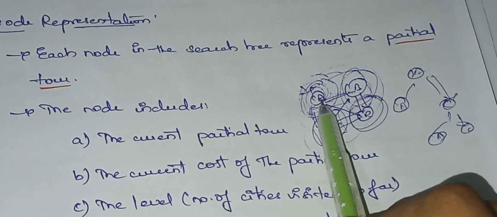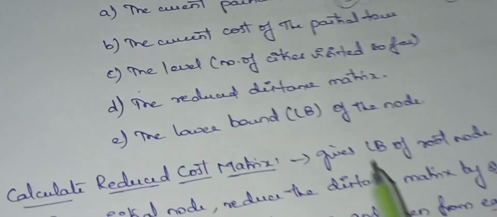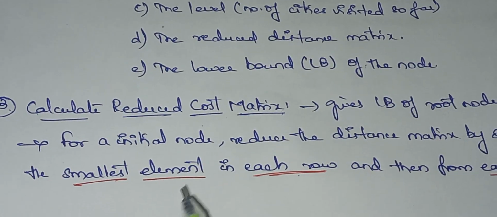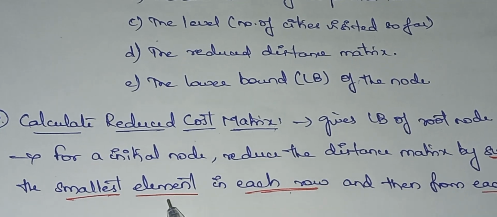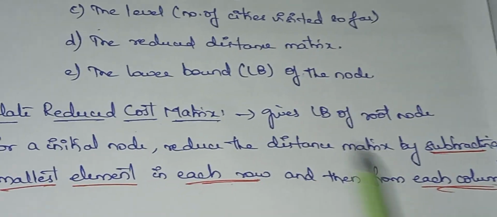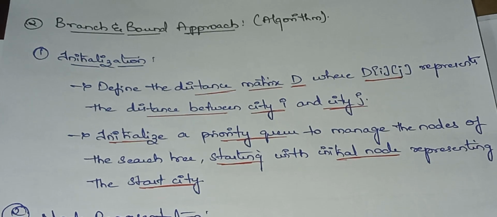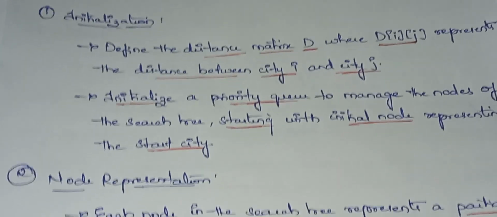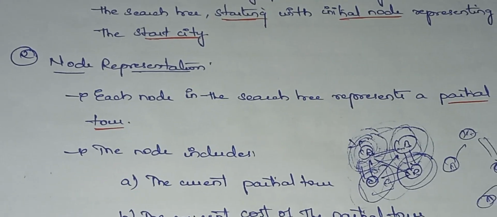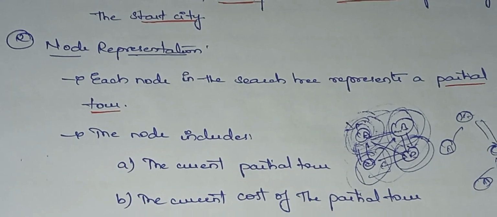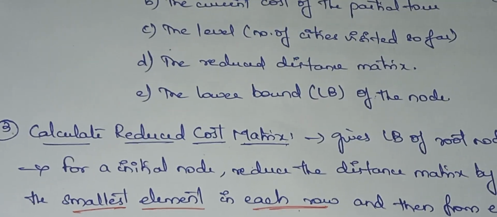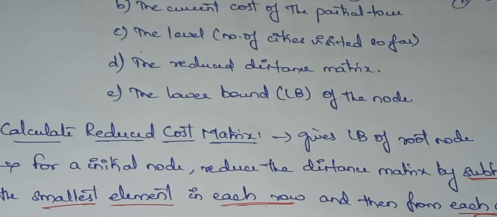The root node here currently is A. So we'll calculate the lower bound of this root node by subtracting the smallest element in each row and each column. That is what the third step is. So the first three steps are: one, initialization, where you build the distance matrix and initialize a priority queue. Second, node representation, where in the search tree every node is represented with a partial tour. And third, calculating the reduced cost matrix, which gives the lower bound of the root node.